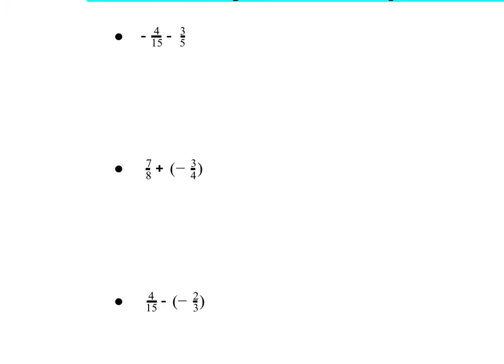Okay, here, if we're looking at this one, my first step is to find a common denominator. So if you're not sure between 5 and 15, you can always make your chart. And we can see 15 is my denominator, so I'm going to leave the first one alone. Make my second one here.